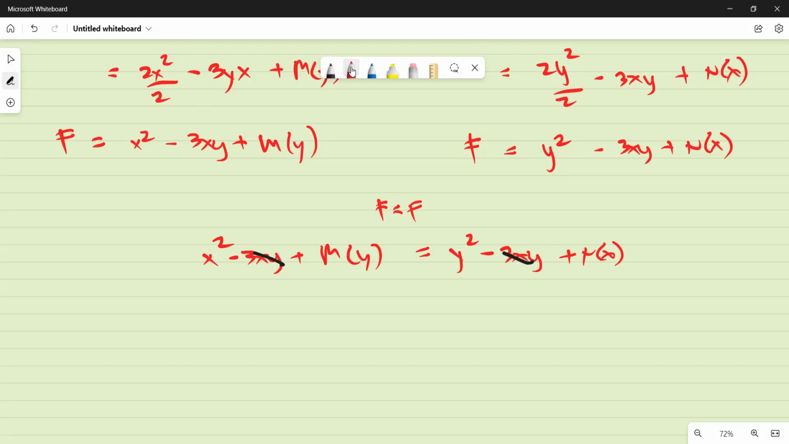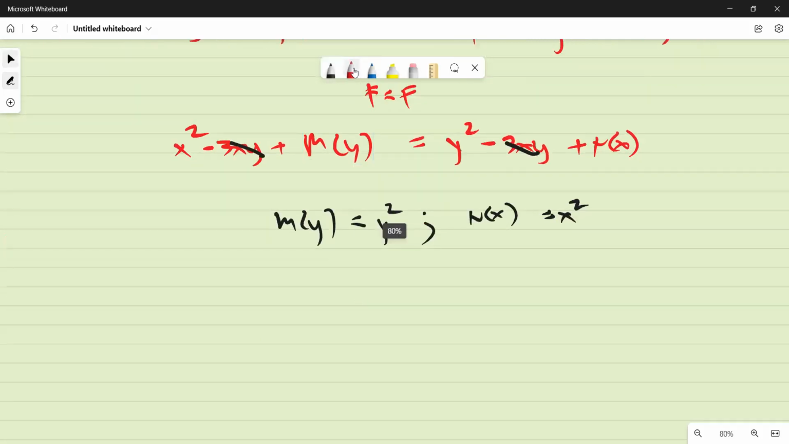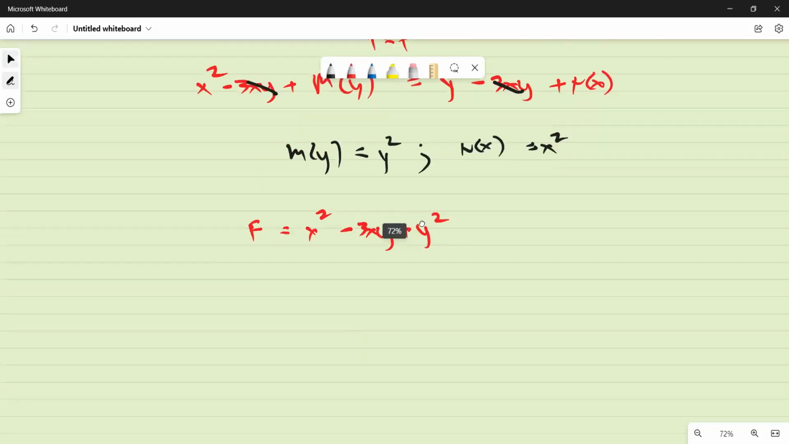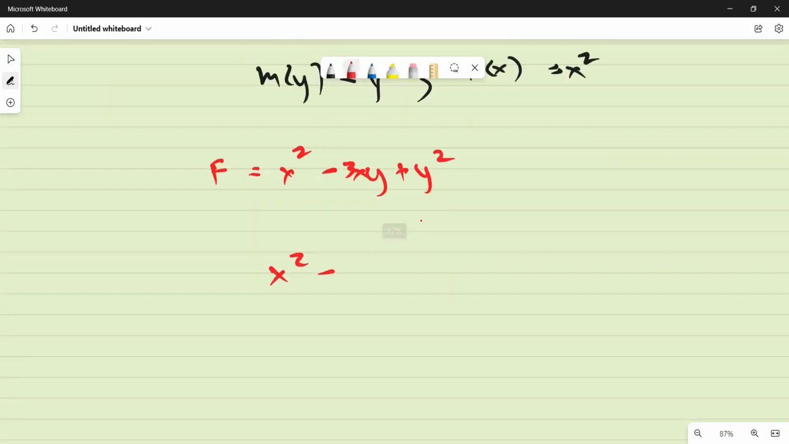Ganyan. And yung m of y natin, kung papansin niyo, may pure y term ba sa right? Yes, may y squared. So, that is that. And yung n of x natin, may pure x ba? Yes, yung x squared. So, I'm gonna use yung left side na lang natin para mas mabilis. So, our f is equal now to x squared minus 3xy. Ang value ng m of y ko is plus y squared. Is this the final answer? Hindi pa. So we need to write it with x squared minus 3xy plus y squared is equal to c.